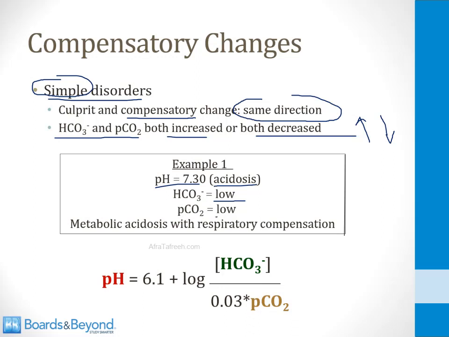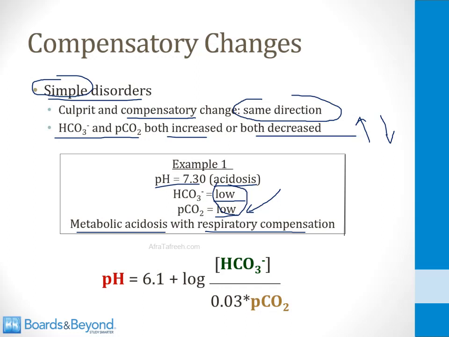Carbon dioxide level is also low. That is a compensatory change because a low carbon dioxide level would not cause an acidosis, it would cause an alkalosis. Therefore, what we have here is a metabolic acidosis with respiratory compensation. Both of the changes are low, meaning in the same direction, and that's what you see in simple acid-base disorders.